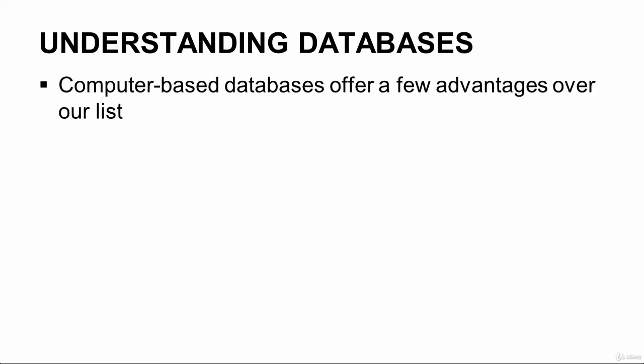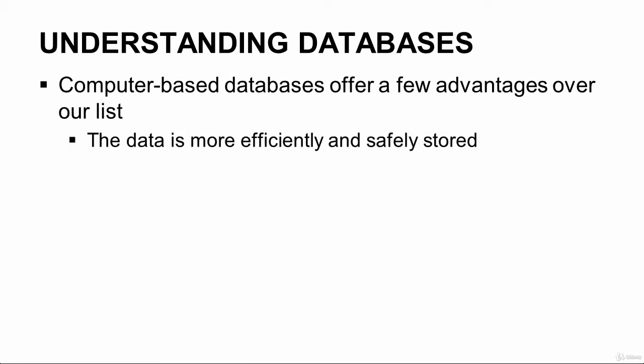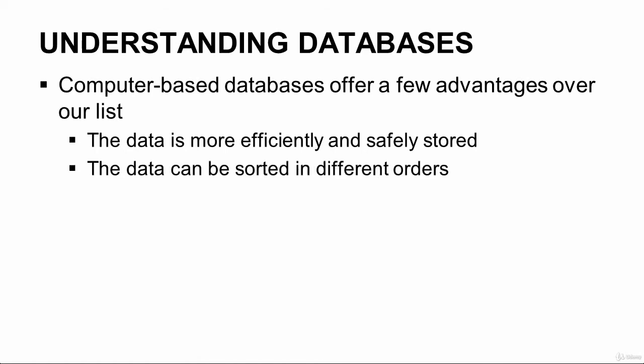Now, computer-based databases offer quite a few advantages over our paper-based database. The data can be much more efficiently and safely stored. By the way, nowadays we can access this data on almost any internet-based device that we can find. It doesn't even have to be internet-based. We can simply put a copy of this database on all of our devices and access it. The data can be sorted in different orders very quickly and easily, and the data can be selectively retrieved. We can tell the database to only give us items that start with certain characters or have certain character strings within the various entries. We can do all sorts of cool things with them.